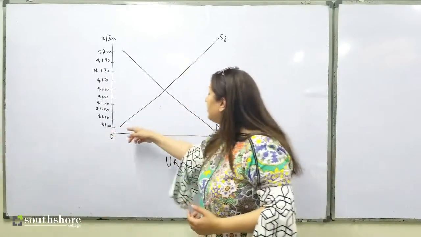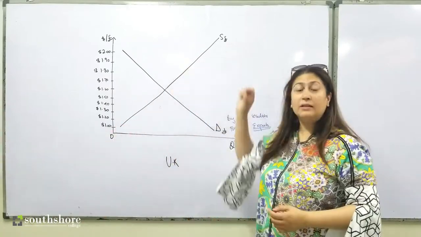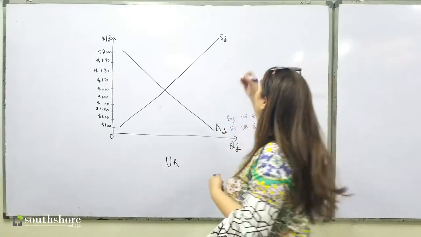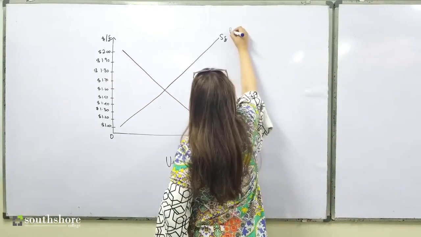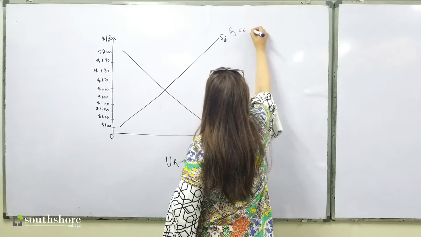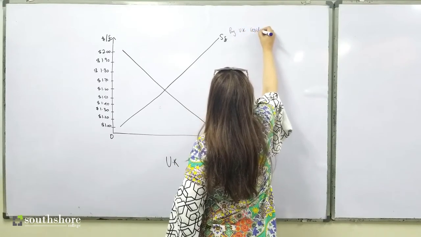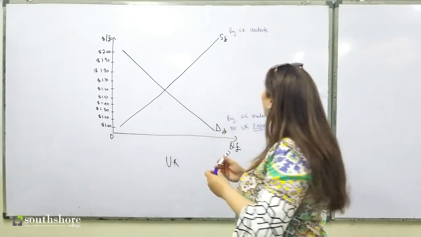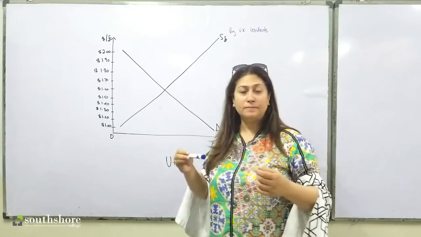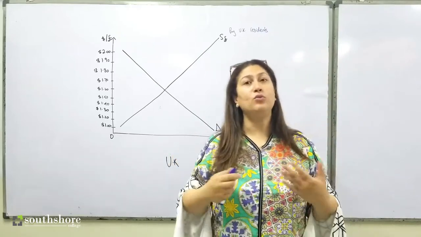In our example, who is supplying pounds? The pound is being supplied by UK residents themselves. So we write over here, by UK residents. You will be writing all of this on your handout, please, or write it right at the end when you're done. The supply of pounds is by UK residents.